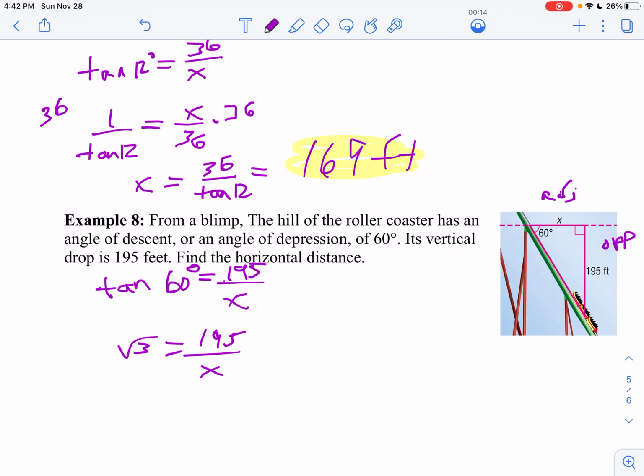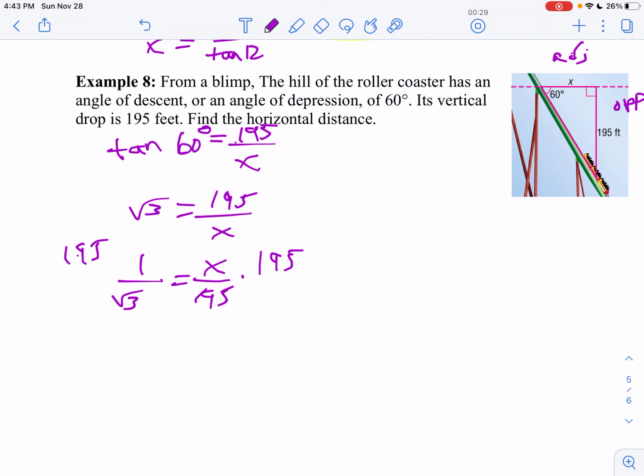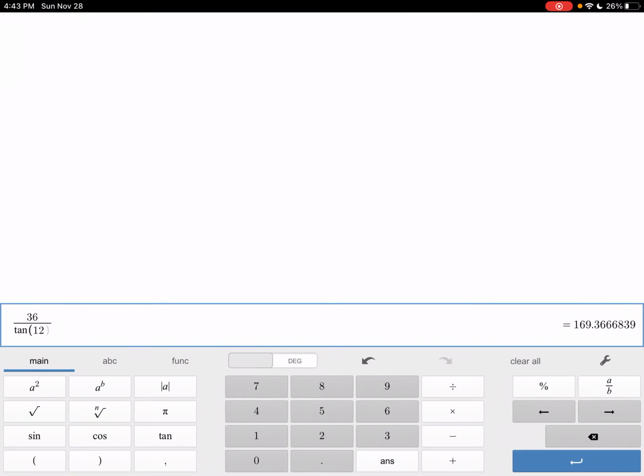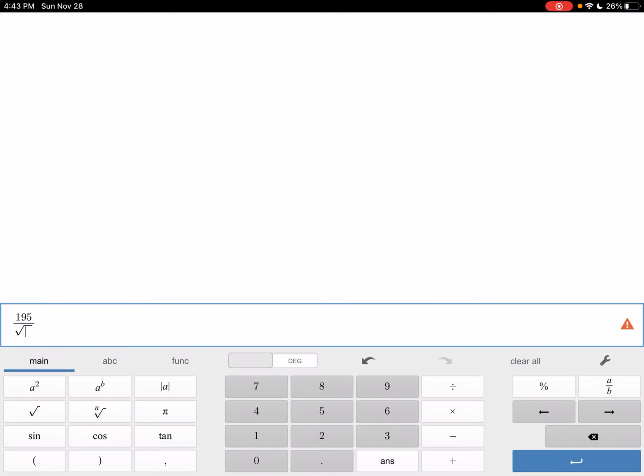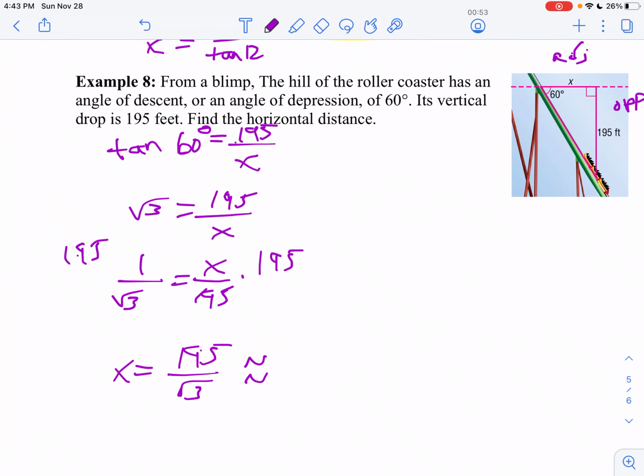And I don't like x in the denominator, so I'm going to say 1 over the square root of 3 equals x over 195. So I multiply both sides by 195. And the exact answer is x is 195 divided by the square root of 3, which we'll round to get the horizontal distance. So I'll take 195 divided by the square root of 3, and we get about 113 feet. And there you have it.